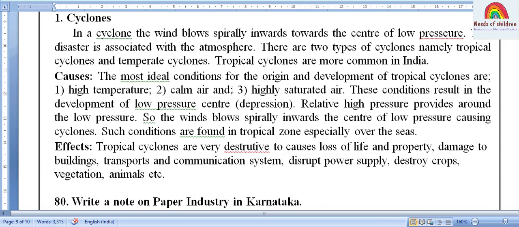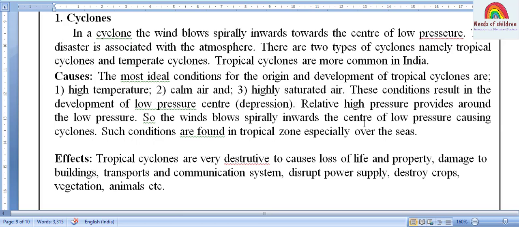Causes. The most ideal conditions for the origin and development of tropical cyclones are high temperature, calm air and highly saturated air. These conditions result in the development of a low pressure center like a depression. Relative high pressure prevails around the low pressure, so the winds blow spirally inwards towards the center, causing cyclones. Such conditions are found in the tropical zone, especially over the seas.